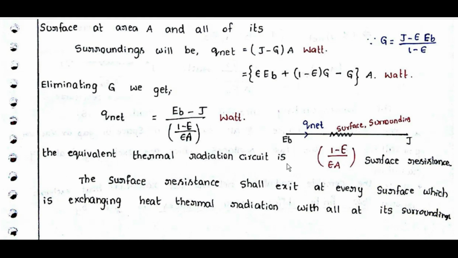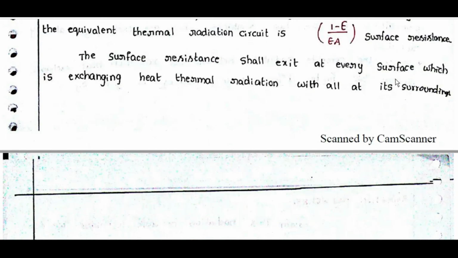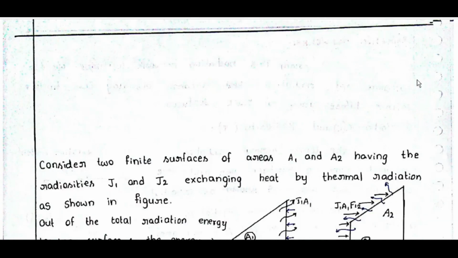The equivalent thermal radiation circuit. The surface resistance shall exist at every surface which is exchanging heat by thermal radiation with all its surroundings.